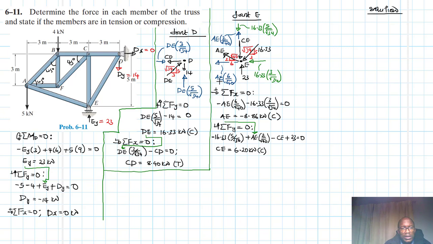We found AE and CE. So let's close this one up. Okay, we close it up like so. So let's go for joint C.